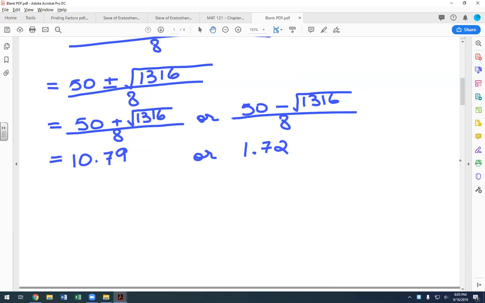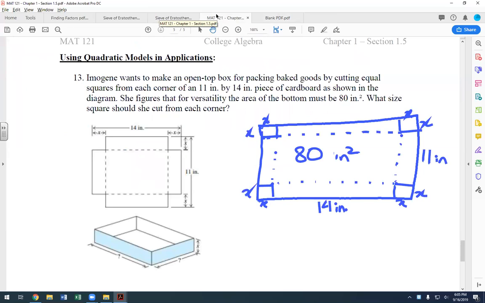1.72 when you round it to 2 decimal places. Now, of course, this is in terms of inches. So out of the two answers, which one makes more sense? Let's go back to our example here. We got two answers, 10.78 and 1.72. Out of those two, which one makes sense for our x?